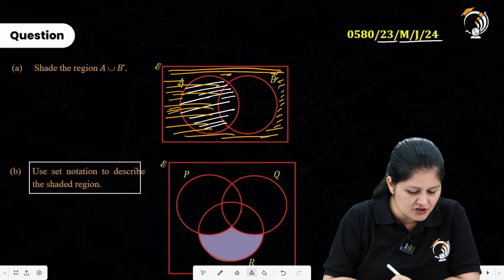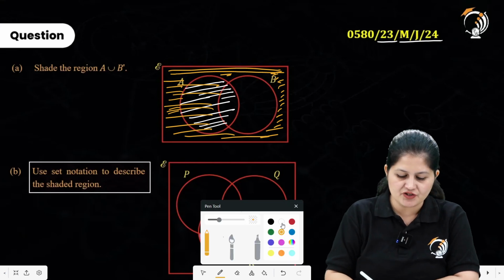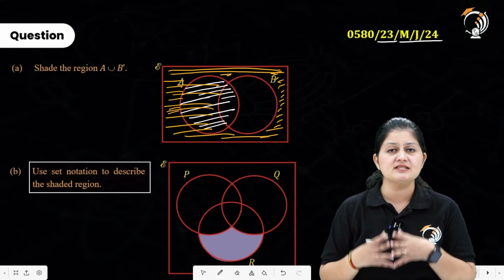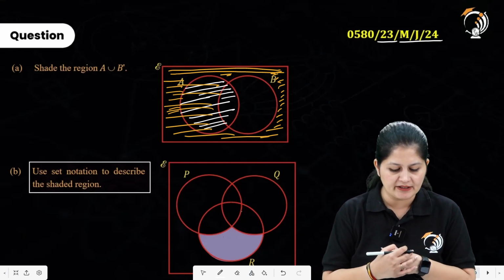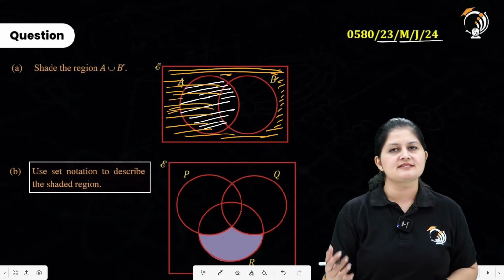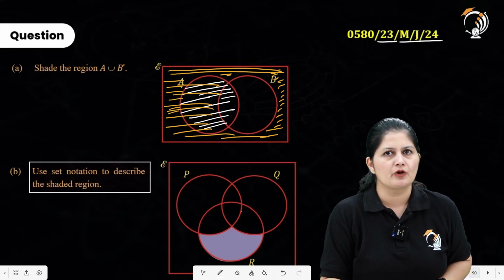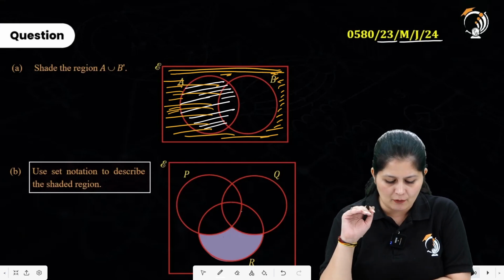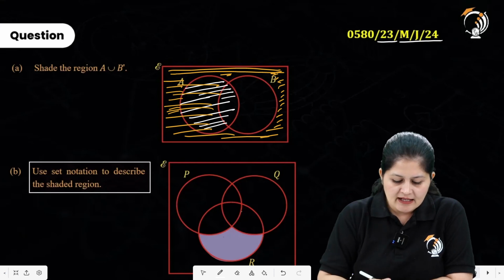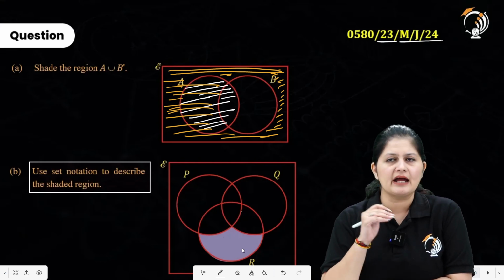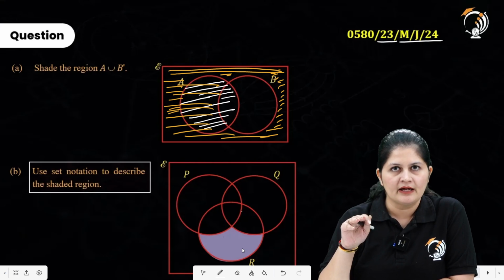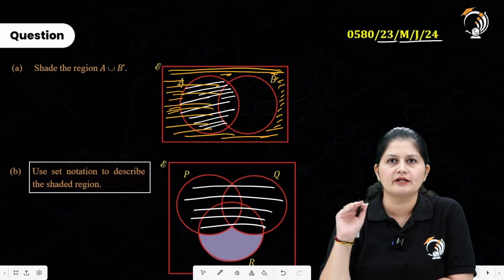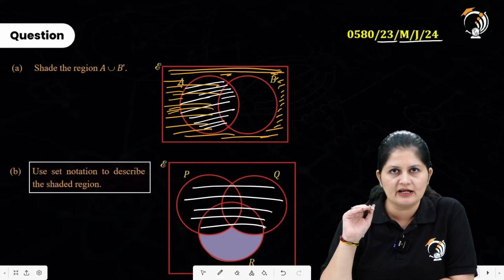Use set notation to describe the shaded region. So far we were provided with the notations for how we need to write it, but here we need to write the set notation. How are we going to represent the shaded region here? Firstly, what we can observe in the shaded region is that P and Q are not included. Whatever the intersection of P and Q that we can see is not included here. Clearly we can observe this.